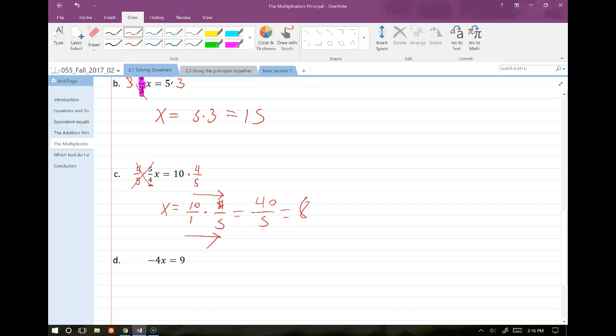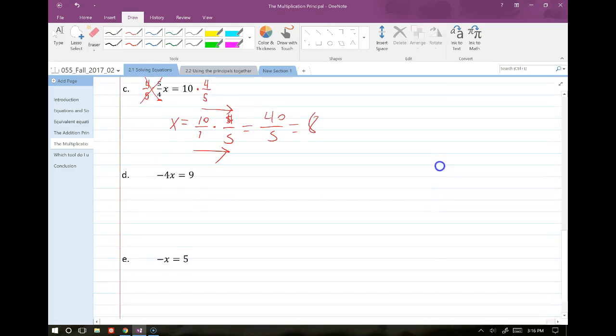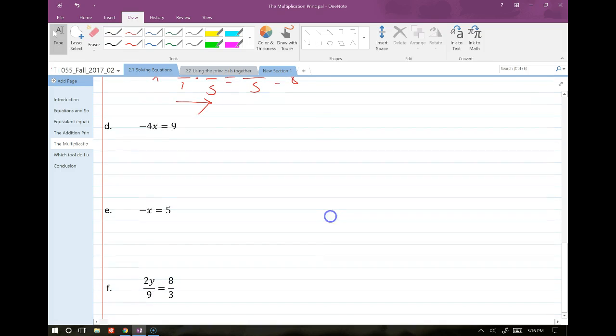8, exactly. All right. So this guy, what's the reciprocal of negative 4? Negative 1/4. Don't forget the negative. That's important.